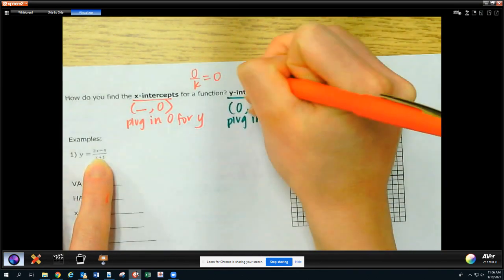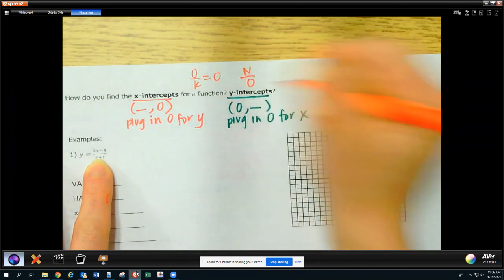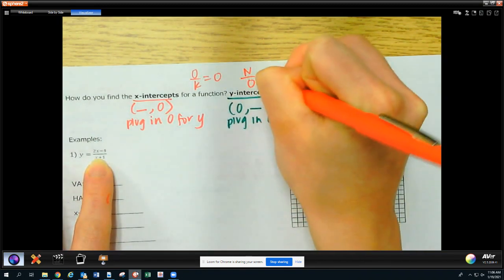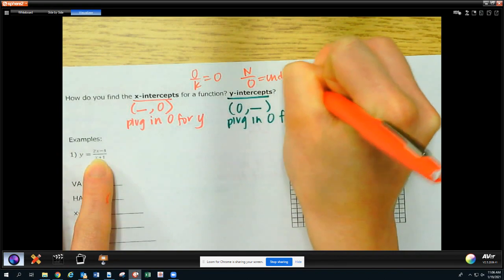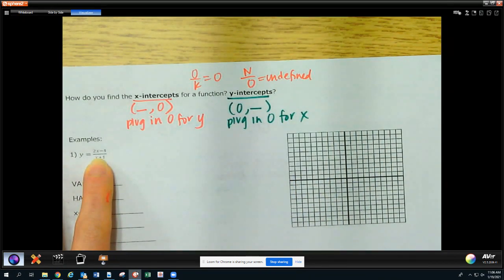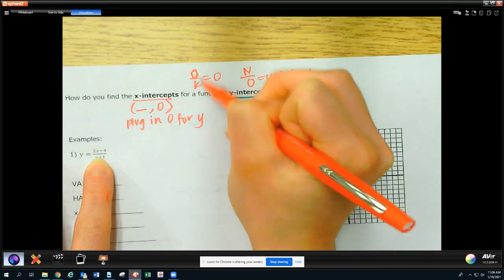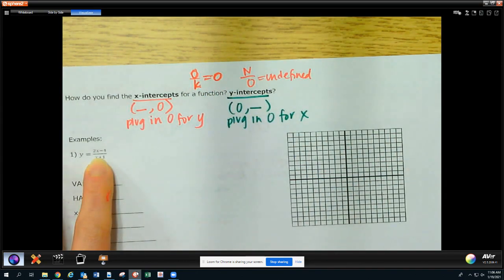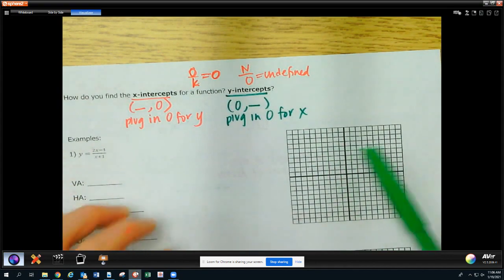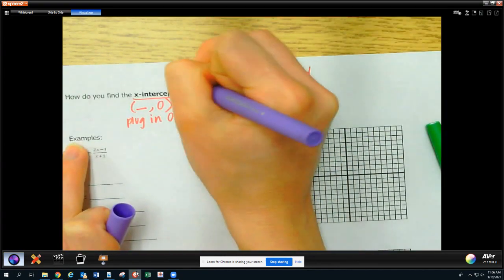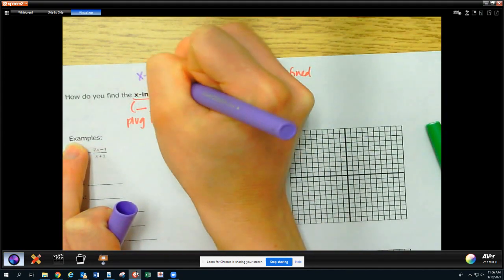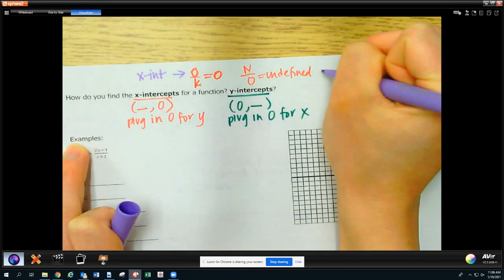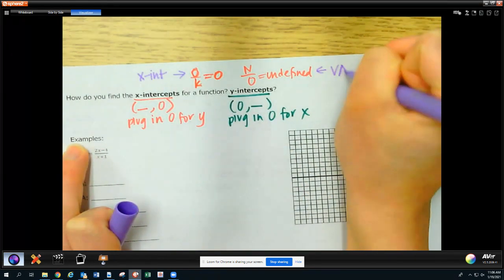And so remember, if you have 0 on bottom, that's undefined. Those are your domain restrictions. But if you have 0 on top, that's okay. That's the whole thing equals 0. And so those are your x-intercepts. So in this case, 0 on top is your x-intercept. If you have a 0 on bottom, that's your vertical asymptote.